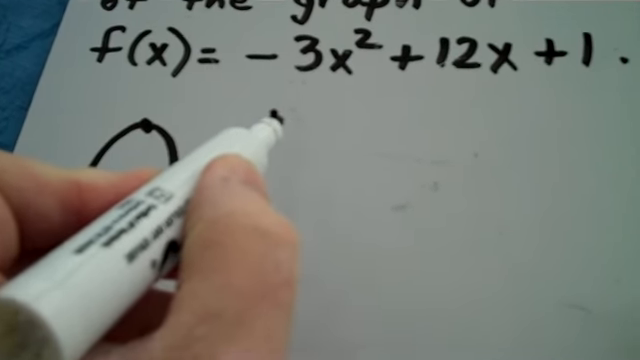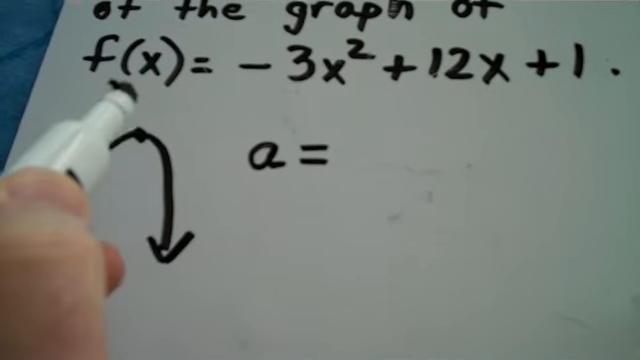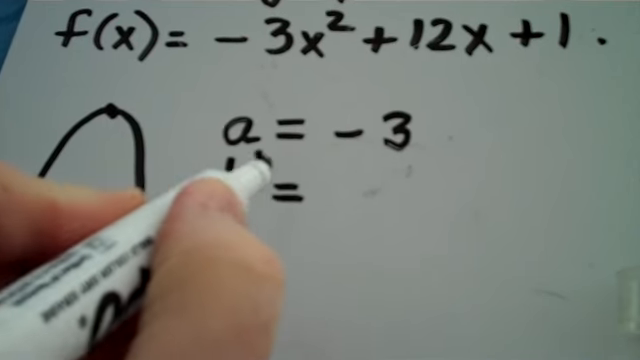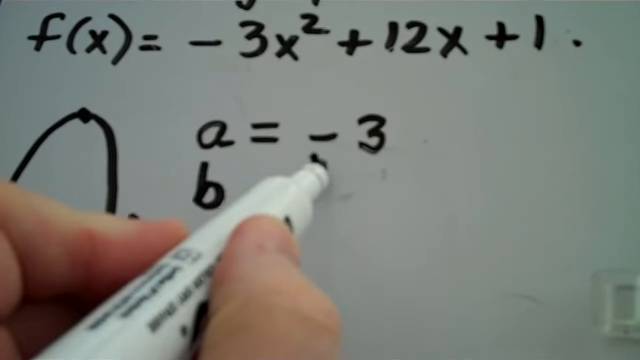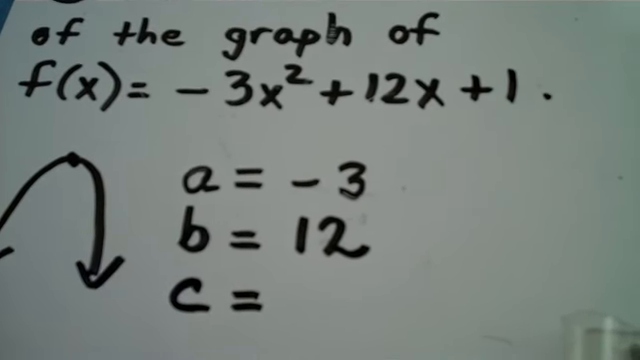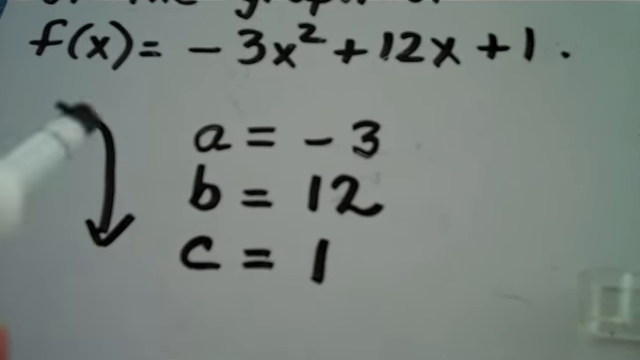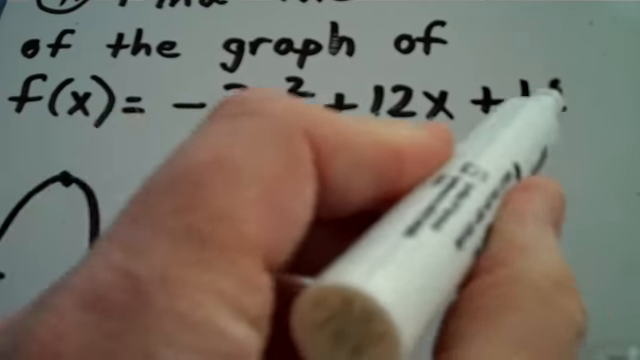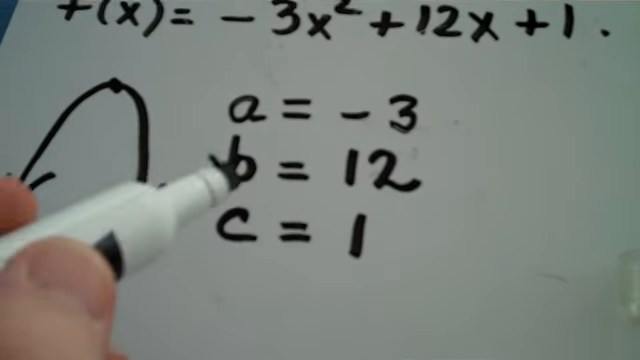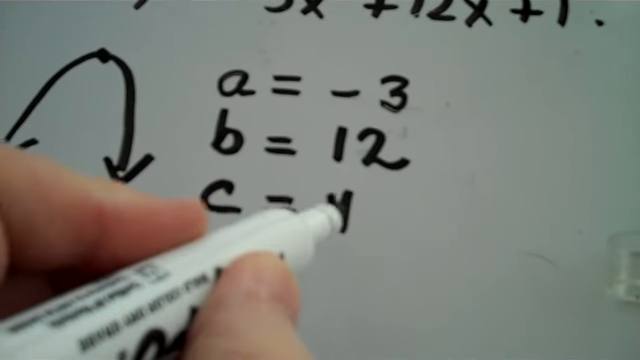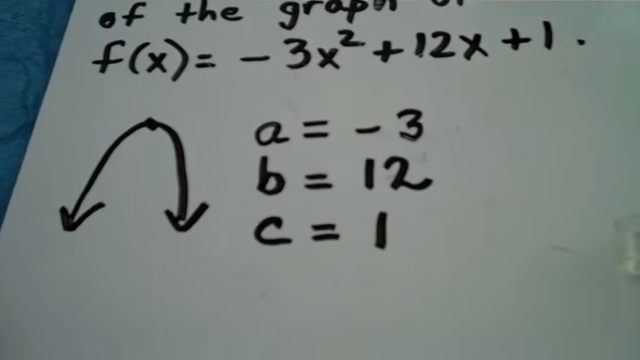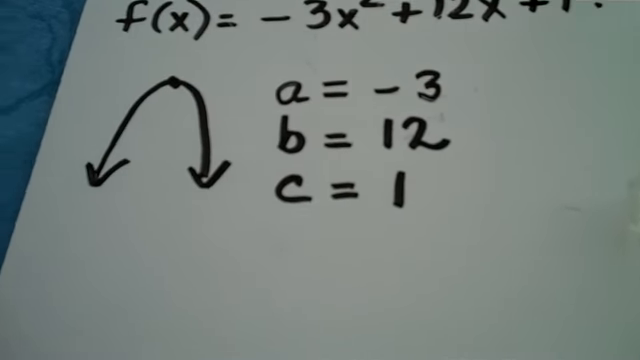So, let's start off by recalling A represents the leading coefficient, and that would be negative 3. B represents the coefficient of the middle term, which would be 12. And C represents the constant, which in this case is 1. Now, whenever a quadratic function is written in the ax² + bx + c form, you can always trust that c, the number 1, if you wrote it as the ordered pair (0, 1), would be the y-intercept. But in this case, all we're looking for is the vertex.